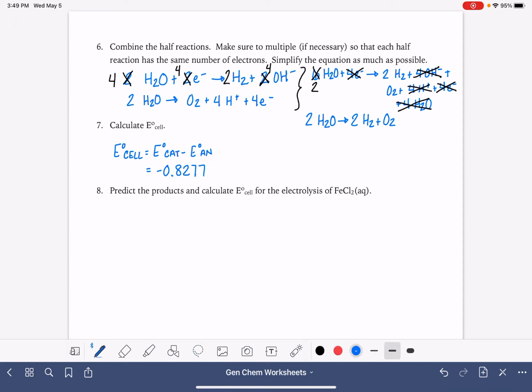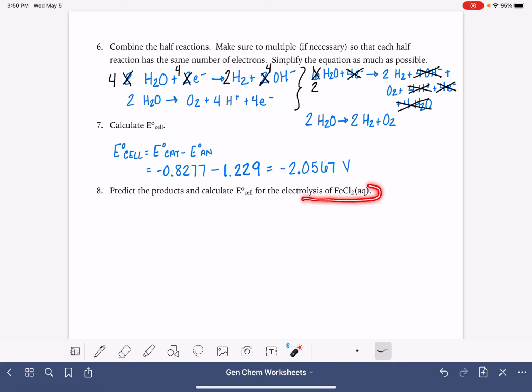But a voltaic cell requires energy. Excuse me, not voltaic cell, an electrolytic cell. Electrolytic cells always require energy. And so in an electrolytic cell, there's always going to be a negative voltage. This is telling us that we need to provide a total of 2.0567 volts for this reaction to occur.